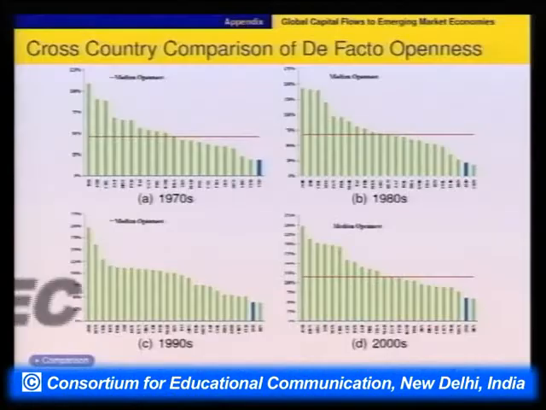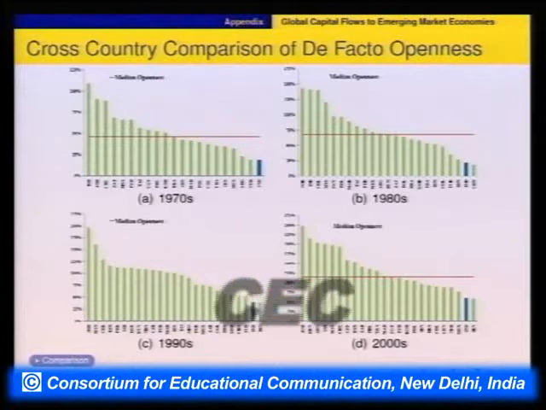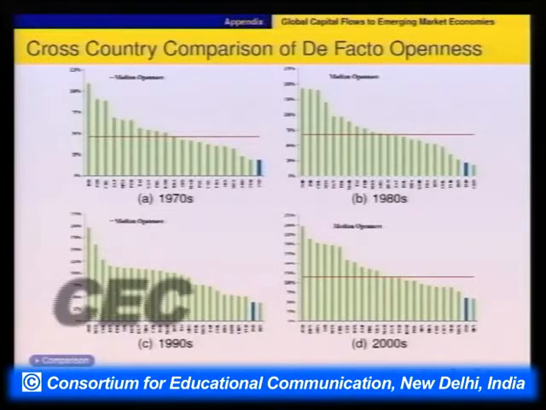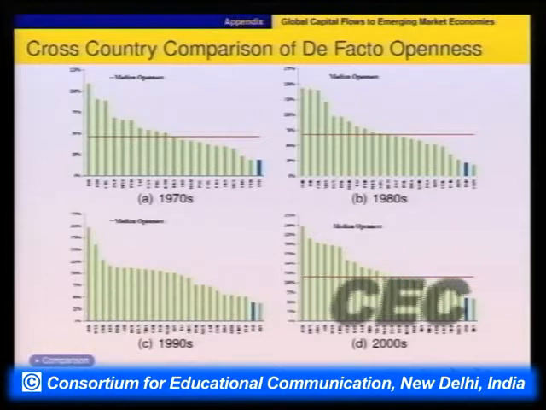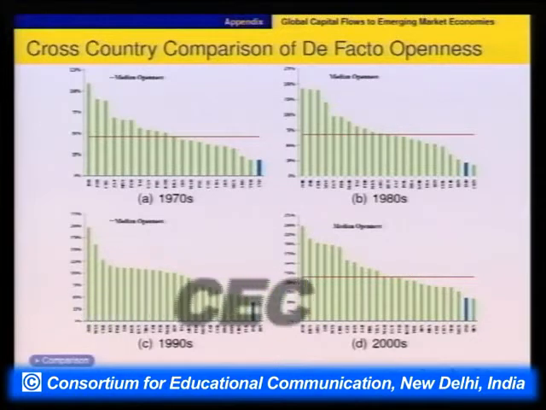In contrast, if you look at the de facto measure of liberalization, the story is very much similar. India has been marked in blue, and again you can see that India has always been on the restrictive end of the spectrum. Only a very few countries like Iran are more restrictive than India. Even a country like China, which till the 1980s and 1990s had a lower amount of capital account openness than India, has significantly moved ahead of India in some of the recent years.